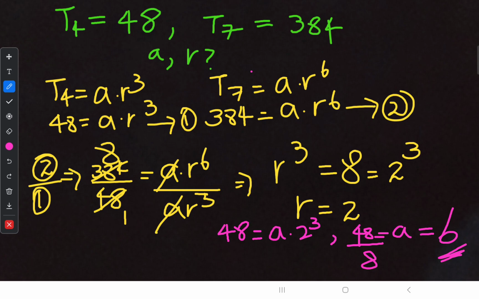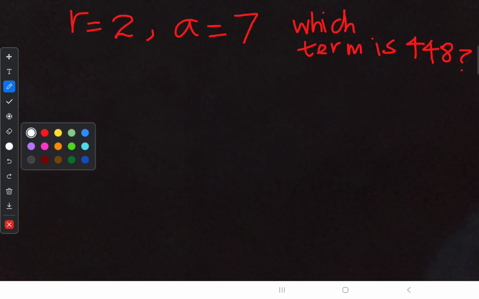Like our previous one, we can directly substitute in these formulas and you have to construct two simultaneous equations. By solving them, we can find R. Then you can substitute the R value in the particular formula to get the A value as 6. Okay, for the next question, R equals 2, A equals 7.